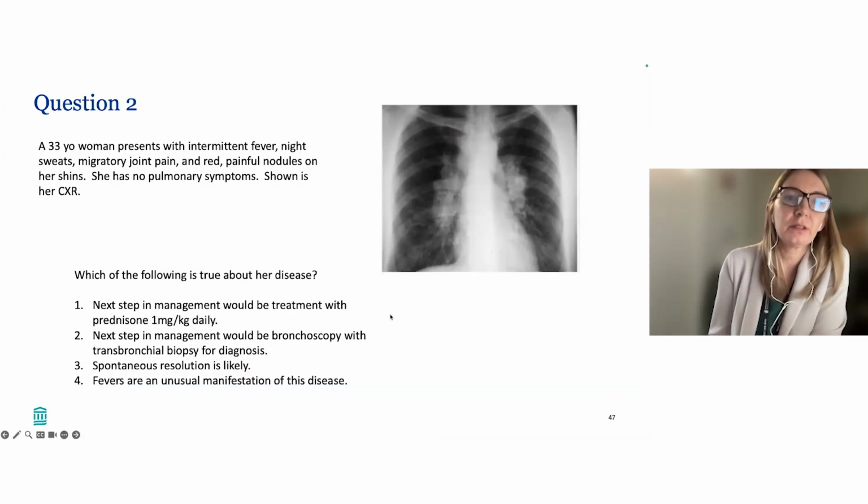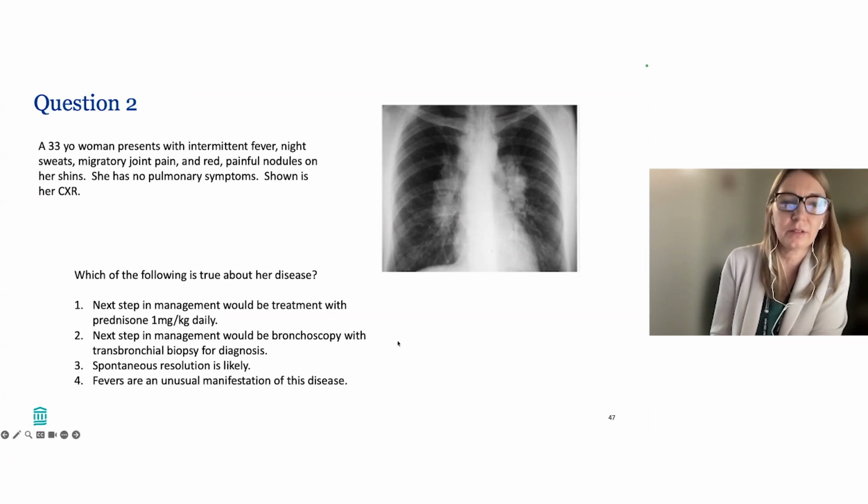Question 2. A 33-year-old woman presents with intermittent fever, night sweats, migratory joint pain, and red painful nodules on her shins. She has no pulmonary symptoms. Shown here is her chest x-ray. Which of the following is true about her disease? The next step in management would be treatment with prednisone 1 mg/kg daily. The next step in management would be bronchoscopy with transbronchial biopsy for diagnosis. Spontaneous resolution is likely, or fevers are an unusual manifestation of this disease.